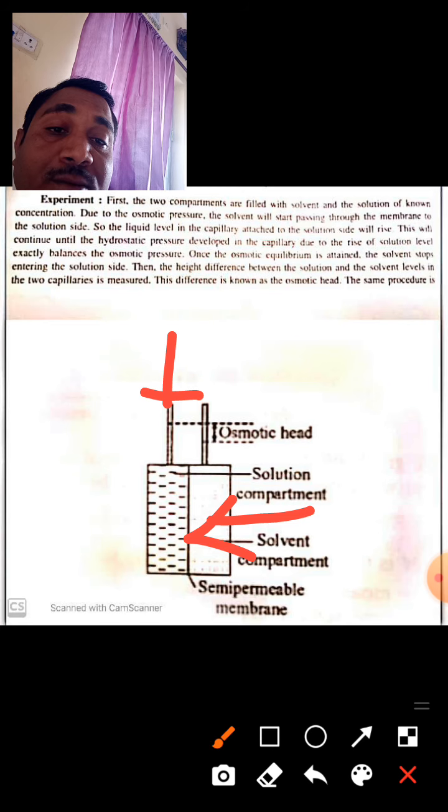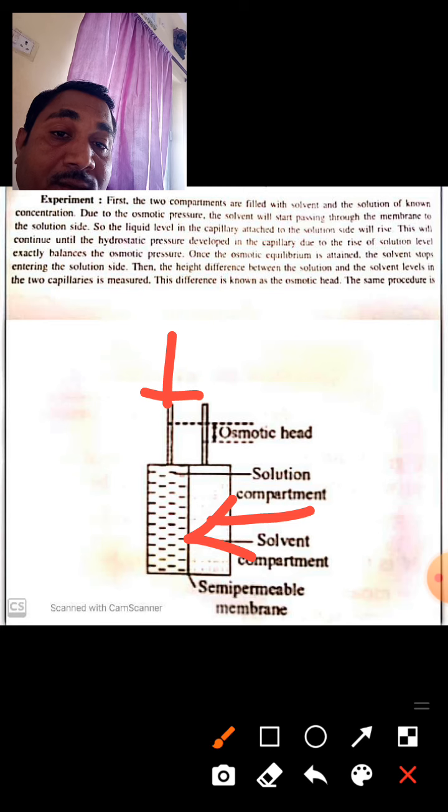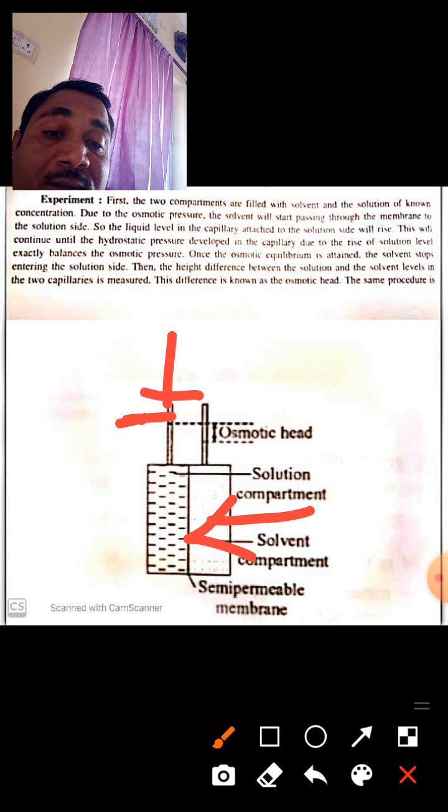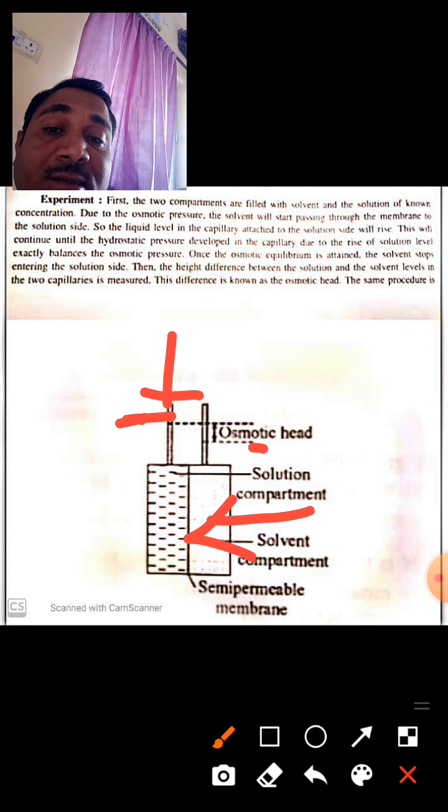Then the height difference between the solution and solvent levels in the capillaries is measured. This is the height of the solution in the capillary, and this is the height of the solvent. This indicates the transfer of solvent into the solution compartment. This height difference between the solution and the solvent levels in the capillaries is measured, and that difference is called the osmotic head.